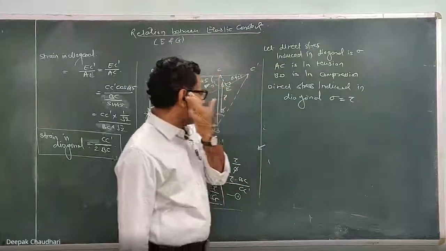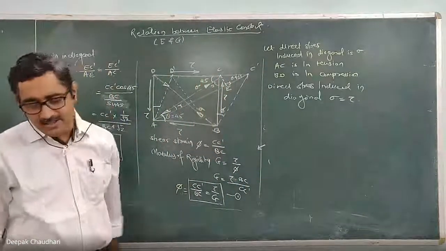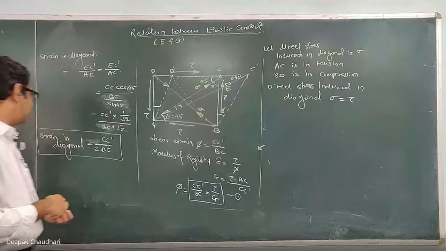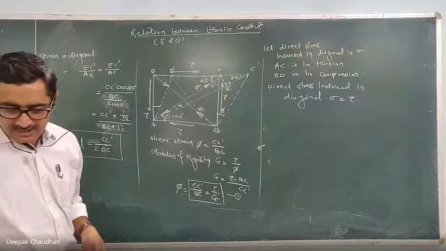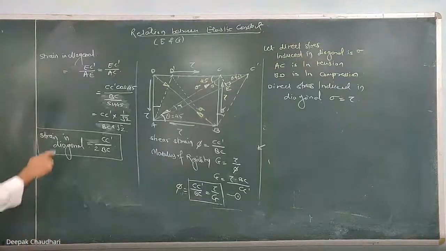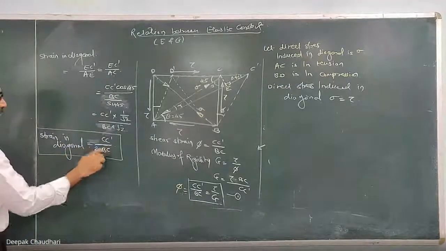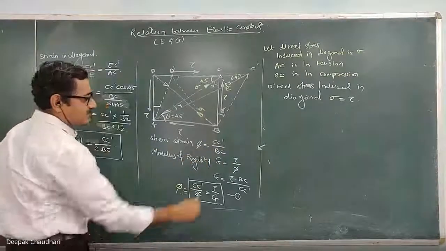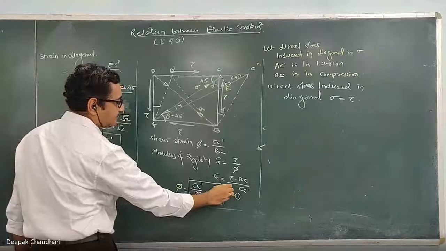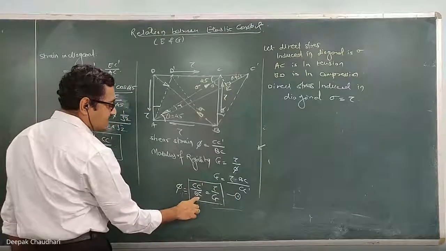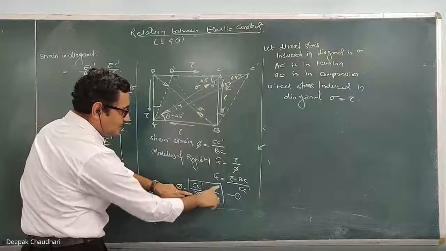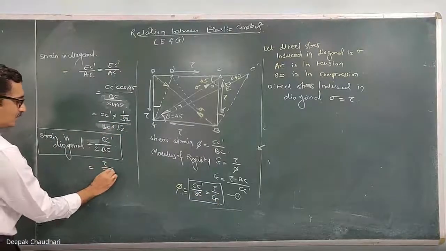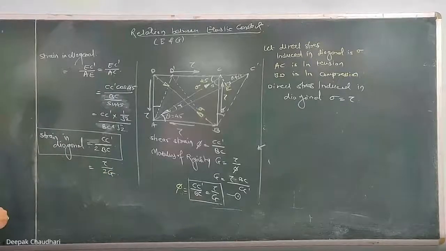Here you can try it at home. So the direct stress induced in a diagonal, sigma equal to tau. Have you understood this? Okay, so we have written that the strain in diagonal equals cc dash upon 2bc, and cc dash upon bc equals phi. So this cc dash upon bc I can write as tau upon g. So this can be written as tau upon 2g, strain in diagonal.